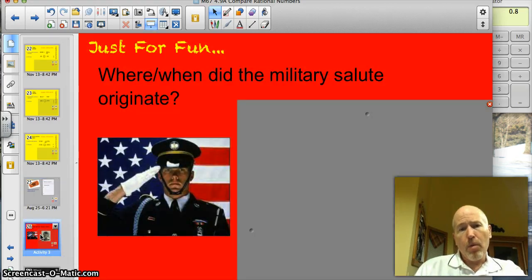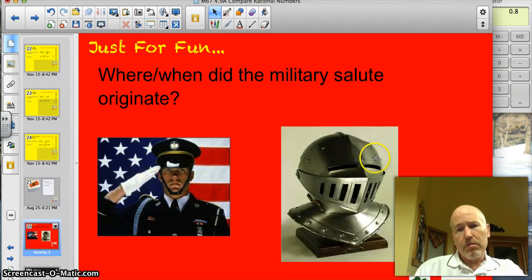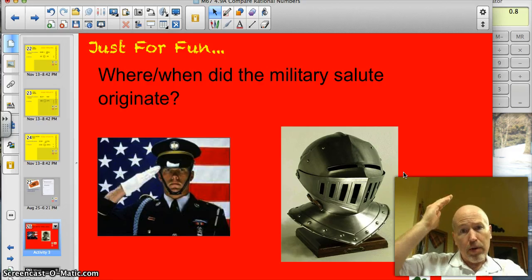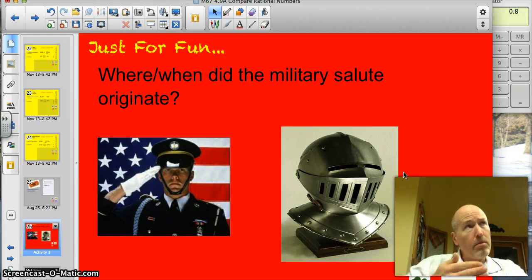Question. Where or when did the military salute originate? Actually, it originated in medieval times when knights would have to raise the visors of their helmets like this in order to reveal their identity to their commanding officers. So they would raise it up like this. We'd salute down, but that's where it originated.